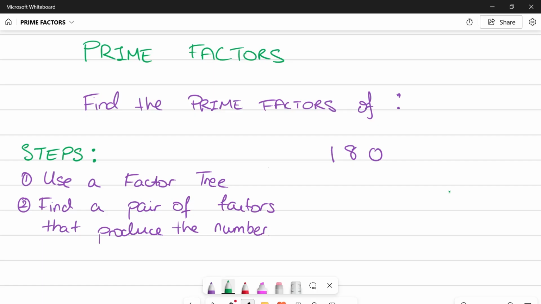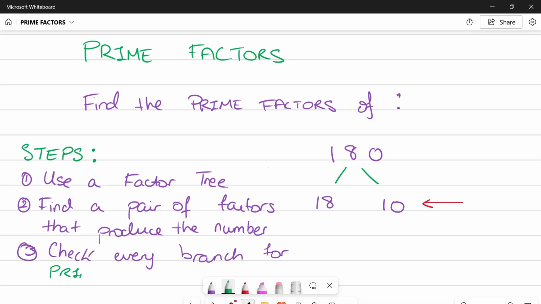To begin finding the prime factors of 180, we must first find a pair of factors that multiply to give us 180. So a pair of factors that multiply to give us 180 is 18 multiplied by 10. This is the first branch in our factor tree. Once a new branch is created, we check to see if we've found any prime factors. The third step of using a factor tree is that we check every branch for prime factors. At every branch of our factor tree, we must check to see if we found any prime numbers.